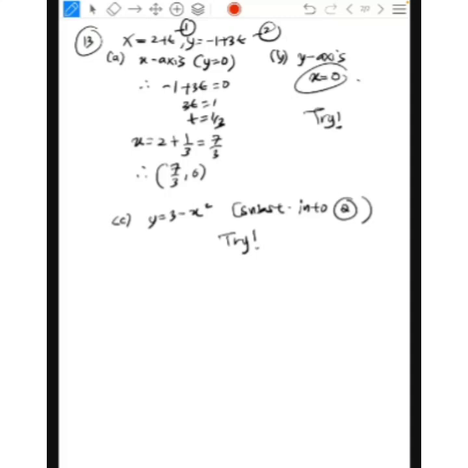Thank you. Okay, question number 14 to 17, determine whether the lines L1 and L2 are parallel, intersect, or skew. If they intersect, find the point of intersection. Okay. Let's look into 15.